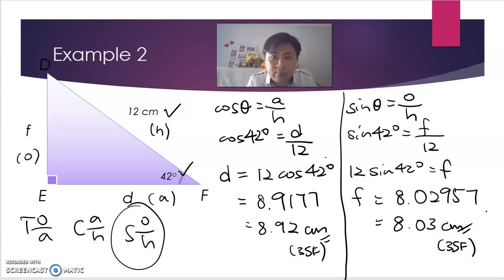So just to sum up very quickly, in order to find the unknown lengths, first of all, we need to identify the sides of the triangle first. Once you identify the sides, identify your given length and identify your marked angle. Then with that, look out for your unknown values. Look at which trigo ratio it corresponds to. Choose the appropriate trigo ratio, and then you can apply your formulas and get the answer.